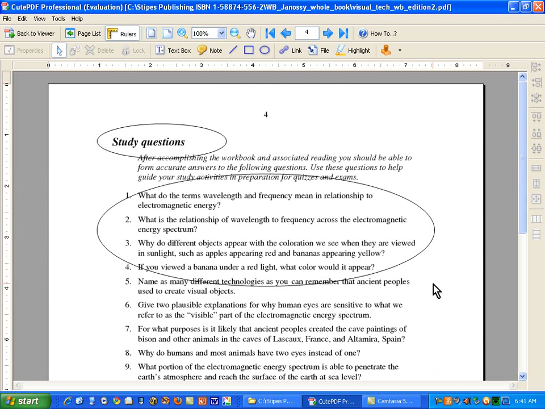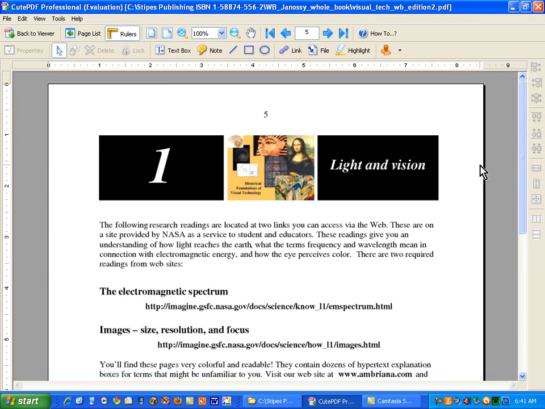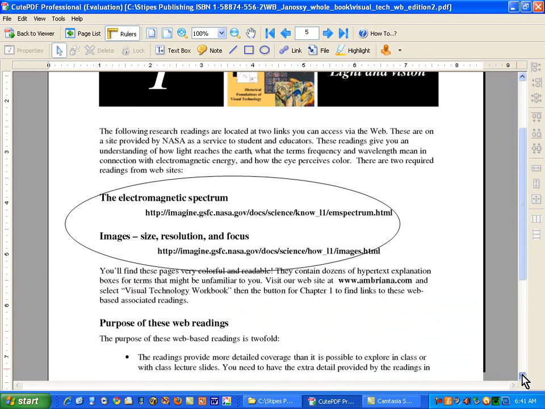In this first chapter, however, this material that currently is present here about the electromagnetic spectrum and how light affects your vision is something that we're going to defer till Unit 3 or 4, and I'll be rearranging this workbook in the next edition of it. So the material that you see here, dealing with the electromagnetic spectrum and images, is something that we're going to defer till a later point in the course.